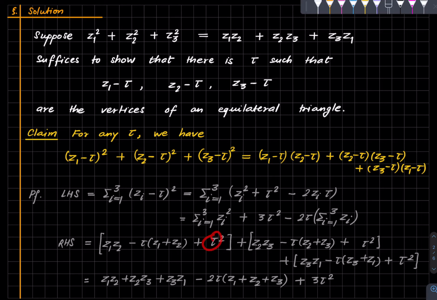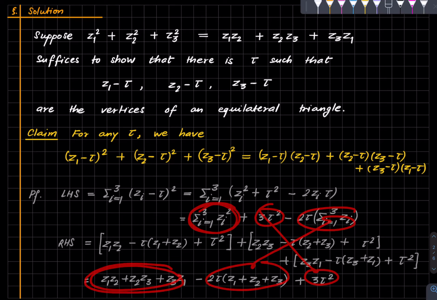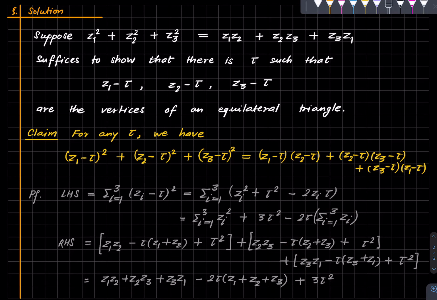So that of course comes from these 3 tau squares. And clearly the things match because 3 tau square appears here, 3 tau square appears here, this term appears here, and this is equal to that. That is our hypothesis on z1, z2, z3. So that's the proof of this claim. There's nothing very interesting going on.